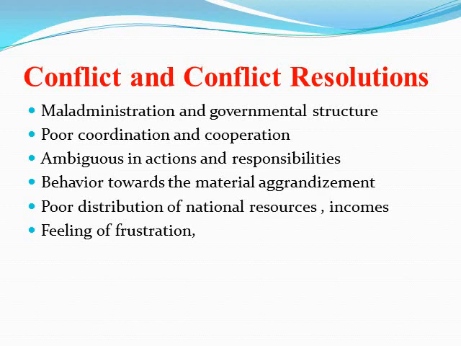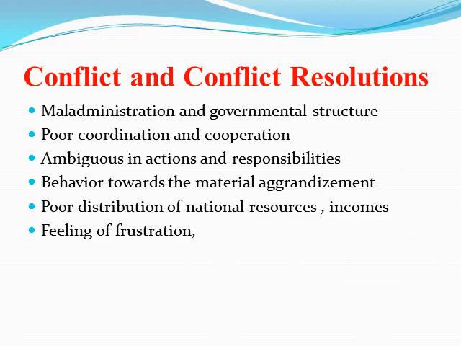The sixth cause may be maladministration and governmental structure. If we look around in our country, especially in Pakistan, mostly we can see maladministration happening in our governmental structures. Another reason is poor coordination and cooperation. When people do not cooperate with each other, cooperation is not good, then conflict will arise.